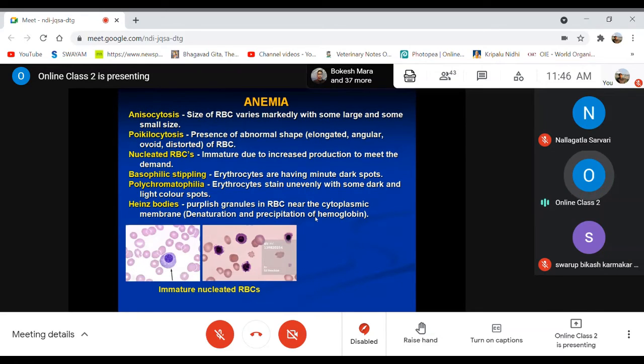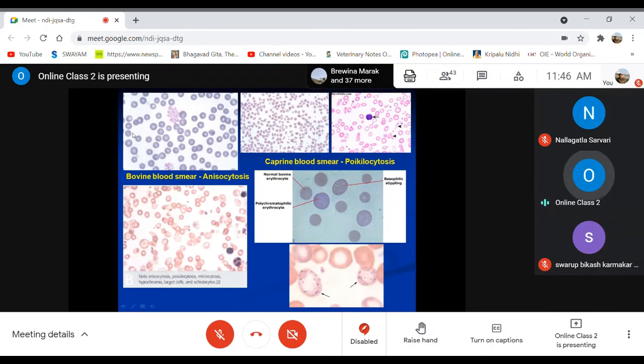So let me show you these pictures of the different RBCs. These are about anisocytosis, different sizes.